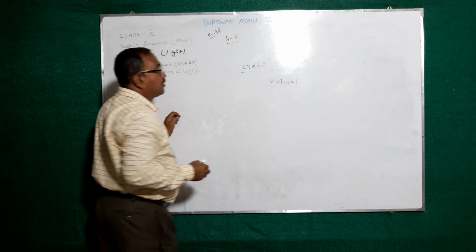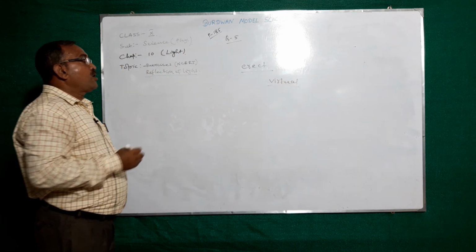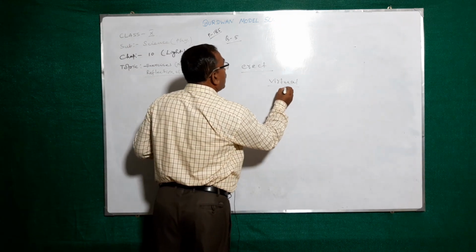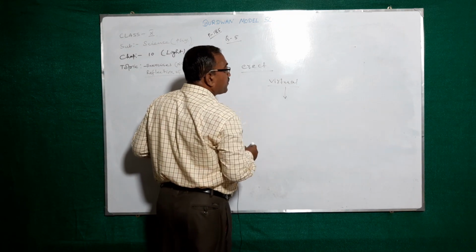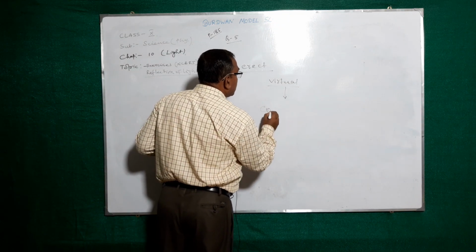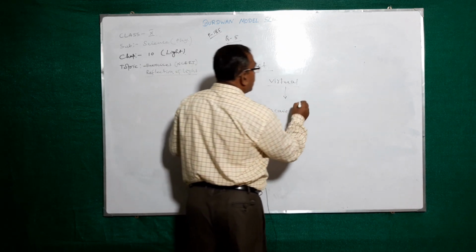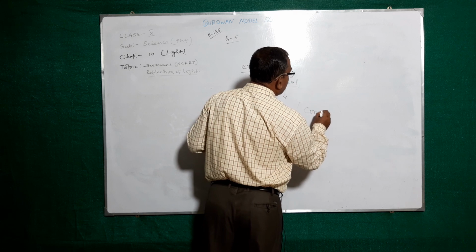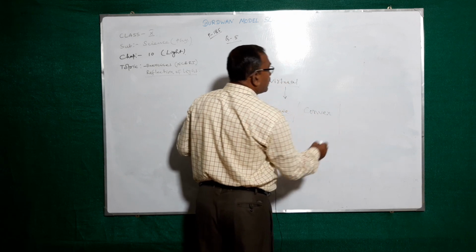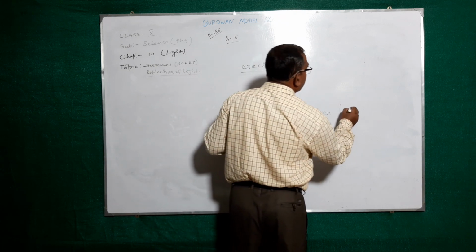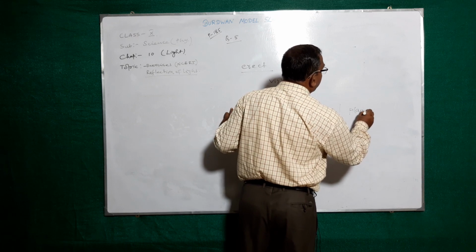virtual. So, a virtual image is formed by the concave mirror, by the convex mirror, by the plane mirror also.